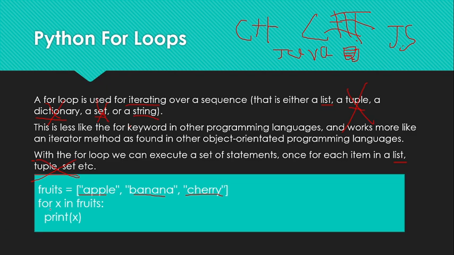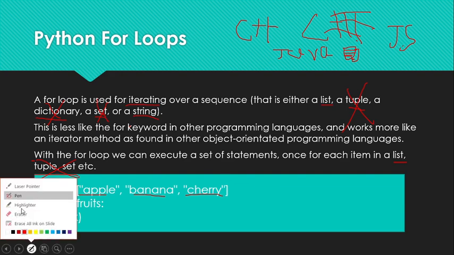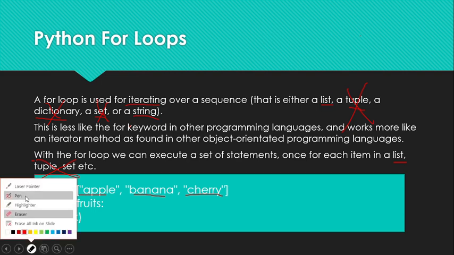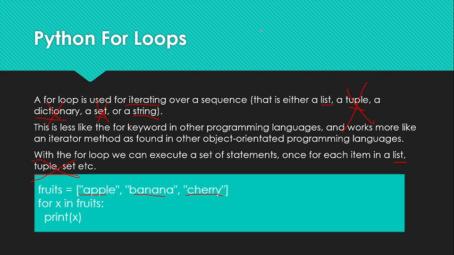Now then it is for x in fruits, and we simply print x. Now let me just remove all the languages' names with the eraser tool in PowerPoint. It's very useful. Now over here, x is simply the value which you want x to be. In our case it is fruits, so that's that. Then print x.